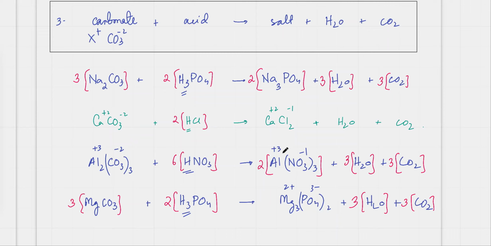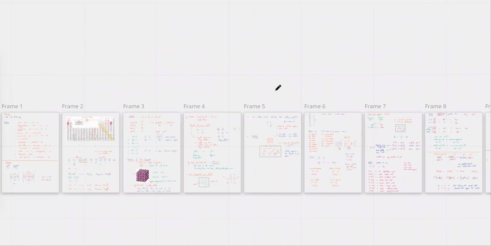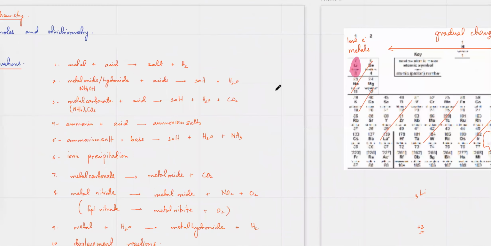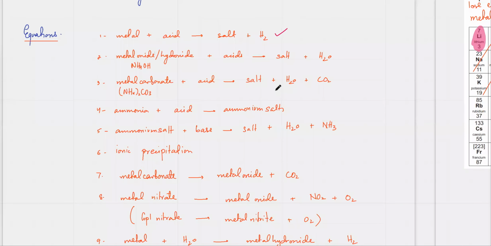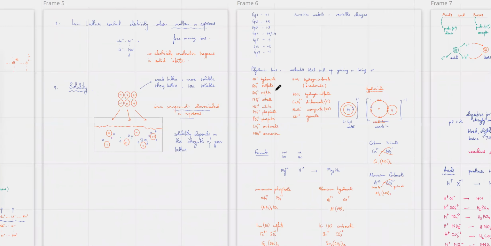So remember, you have to practice this. These are some things that are very basic, very fundamental to chemistry, reactions of acids and bases. So I wrote down a lot of reactions. I'll go through right at the beginning. We wrote down many reactions. So far we have done this metal plus acid reaction. We've done the metal oxide hydroxide reaction. We've done the metal carbonate reaction. Let's do number 4 and number 5. Ammonia plus acid, which is an easy one.